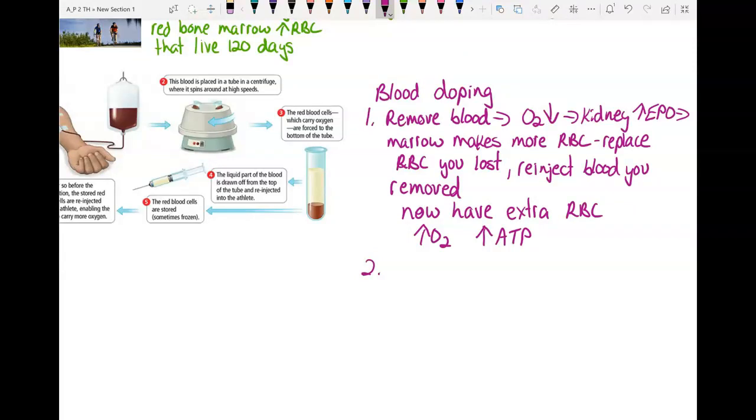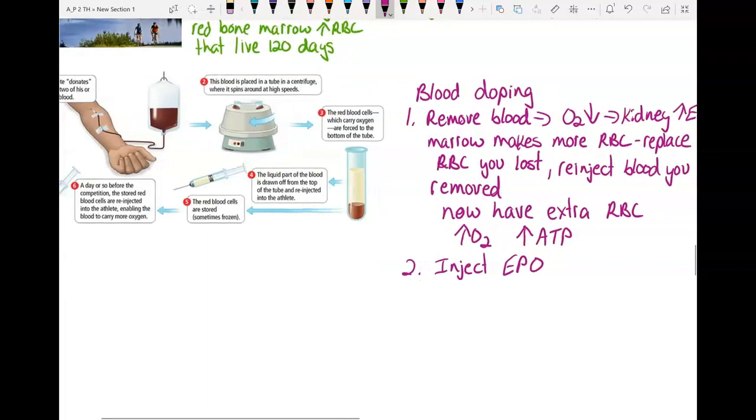The new, more modern way to do this is now they have EPO that you can just inject. So you can get a hold of some EPO and just inject it into yourself. You bypass your kidney, and that EPO goes and tells your red bone marrow to make more red blood cells, and your hematocrit will go up.